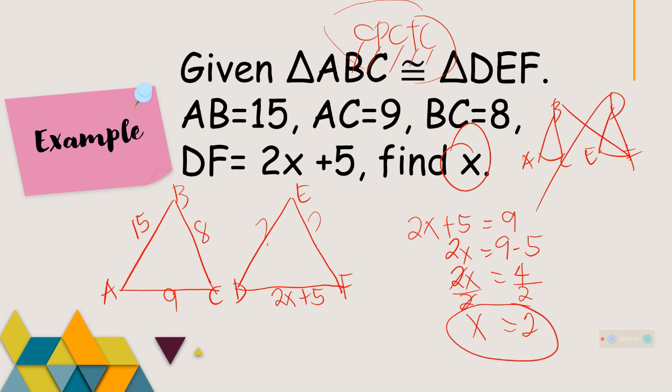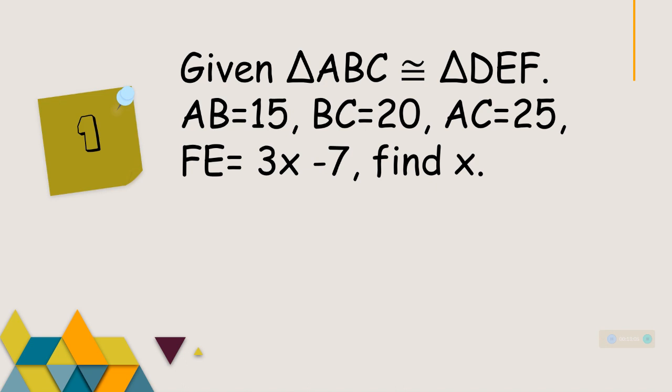For you to check if you have the correct value of x, we are going to substitute 2 in place of x. So 2 times 2 is now 4, plus 5 is equal to 9, which is also the same with the given measure in segment AC. So, therefore, we have the correct value of x, which is 2. Did you get it? I hope so. So, let's proceed with number 1.